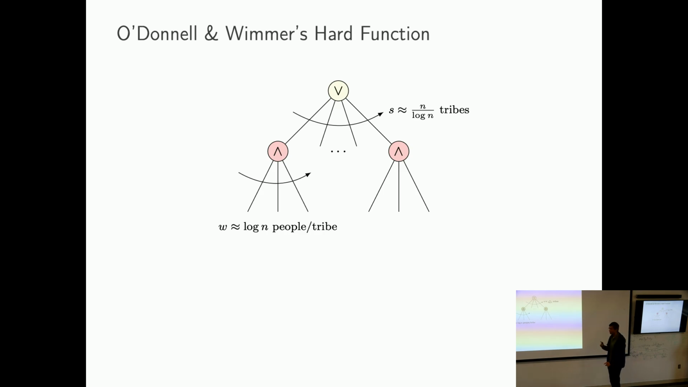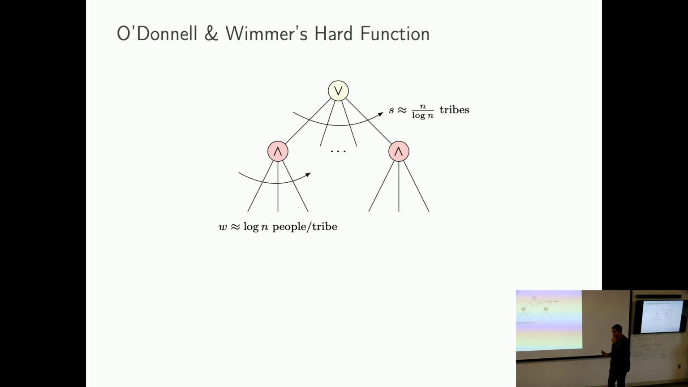It should not be making sense because there's something slightly different. Tribes was an AND of ORs, but the hard function here is an OR of ANDs. So they're flipped. The hard function is not CNF tribes, it's DNF tribes. So it's an OR of ANDs, but the parameters are the same. Okay? Hopefully I didn't lose people with that.